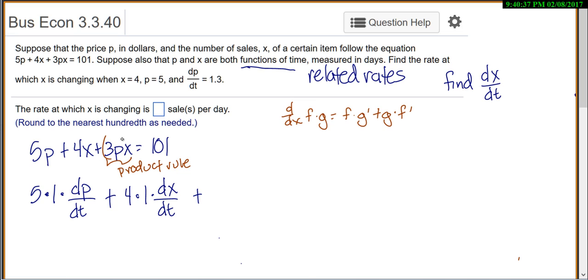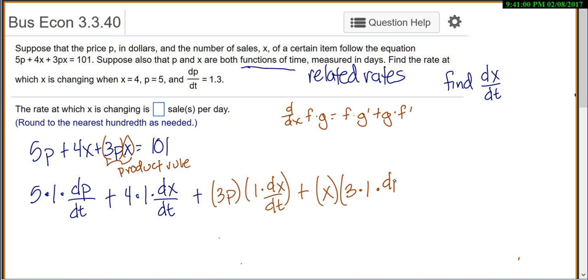So we'll divide this up into first and last. Put the first piece in like normal, and then take the derivative of the second piece. The derivative of x is 1, but you have to times it by dx dt anytime you take the derivative of x. Plus, put the second part in as it is, so x times the derivative of the first part: 3p would just be 3 times 1, but you have to tack on dp dt. That's what we got with the product rule in the middle of our problem. And the derivative of 101 is just 0.